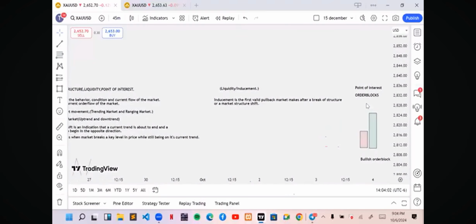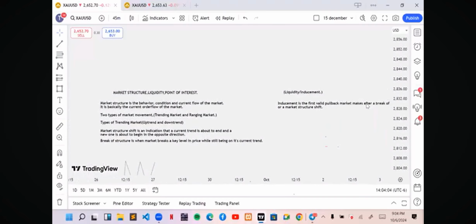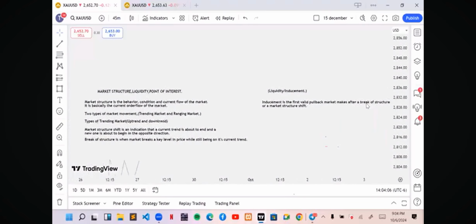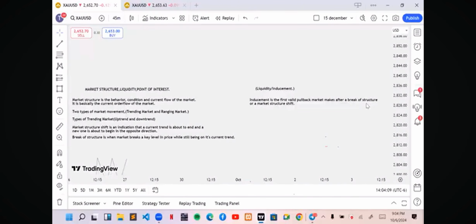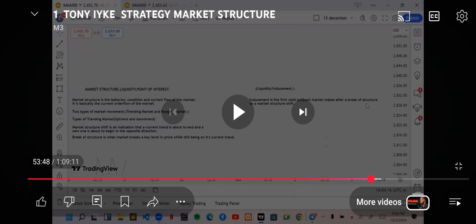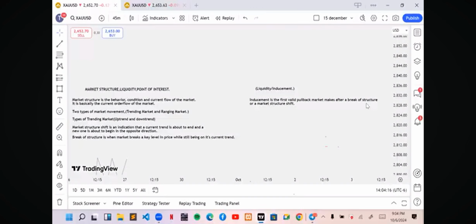Just watch some videos. Look at all these definitions. I said inducement is the first valid pullback. So provided the first one, that is what you mark, the first pullback. If there are two, where is the first one? That's what it is.